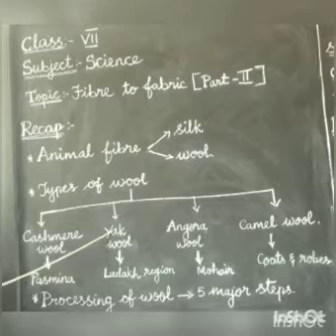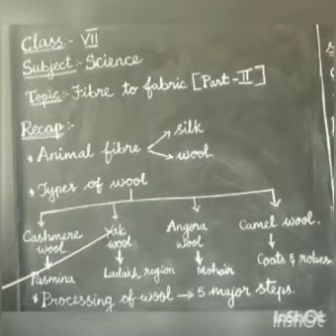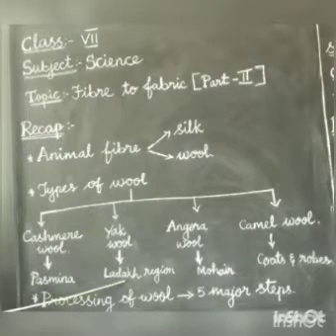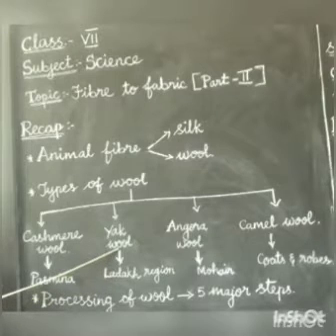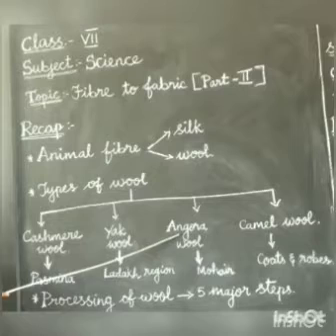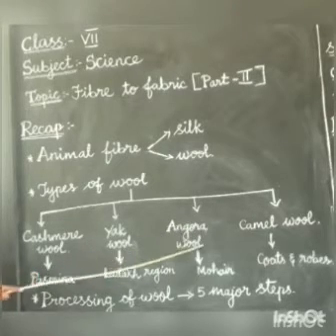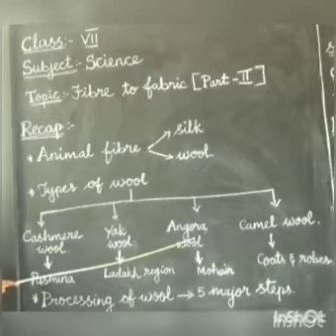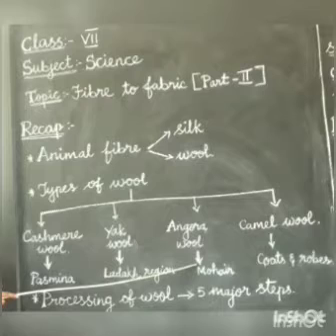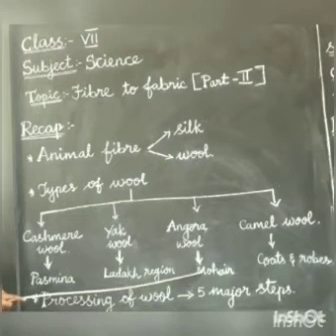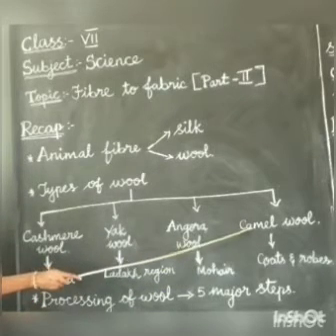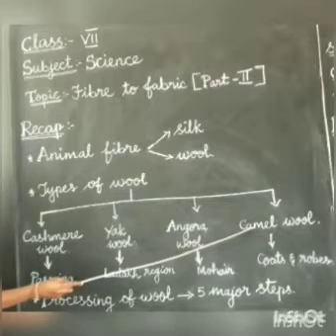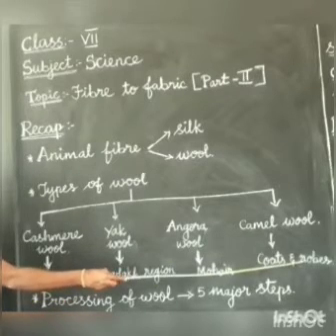Next, Yak wool. Yaks are found in the Ladakh region. This wool is used to make sweaters, coats and blankets. Next, Angora wool. This wool is obtained from Angora rabbits and Angora goats. The fleece, meaning hair, taken from Angora goats is called mohair. Next, camel wool. Camel wool is used to make coats, robes and sportswear.